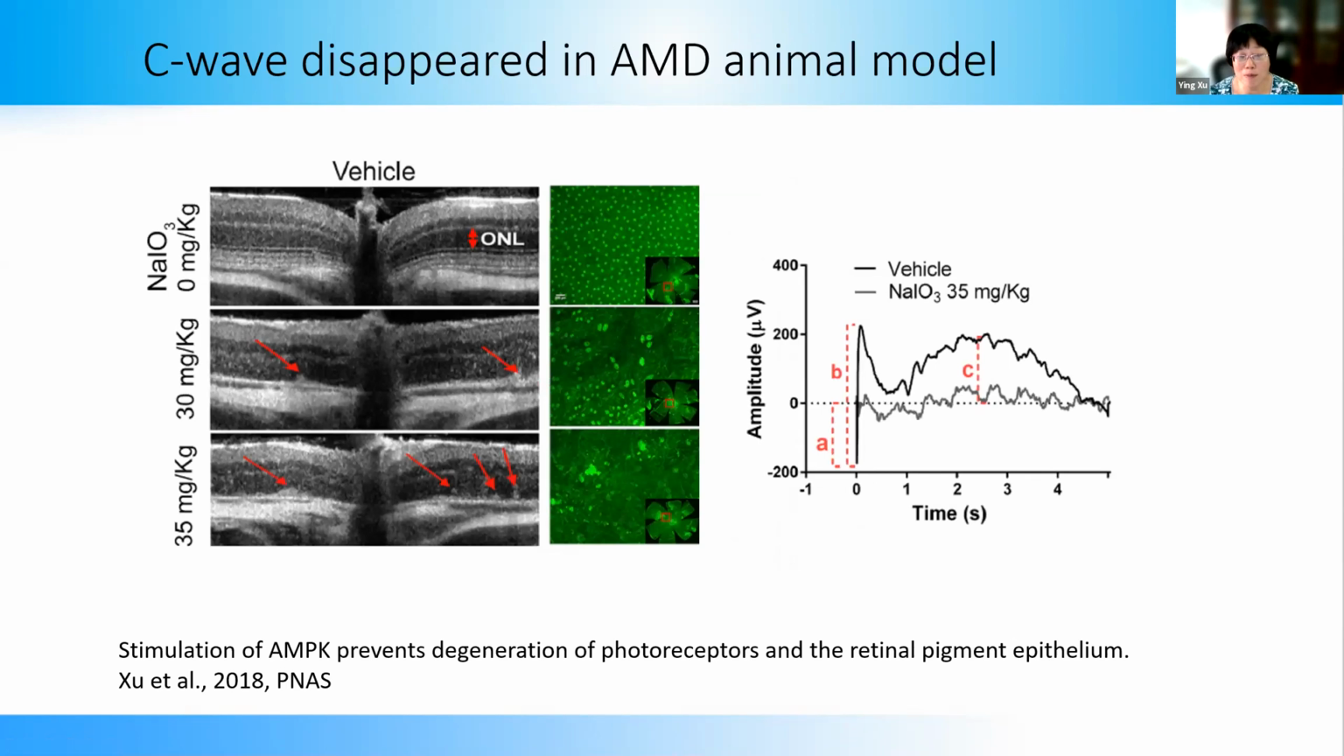Also, in animal models of AMD, or age-related macular degeneration, where they have typical signs of damage to the RPE, the C wave also disappeared. In this paper, they used sodium iodide to cause injury of the RPE, and then we found that the C wave diminished compared with the normal mice. So the C wave arises from the RPE.